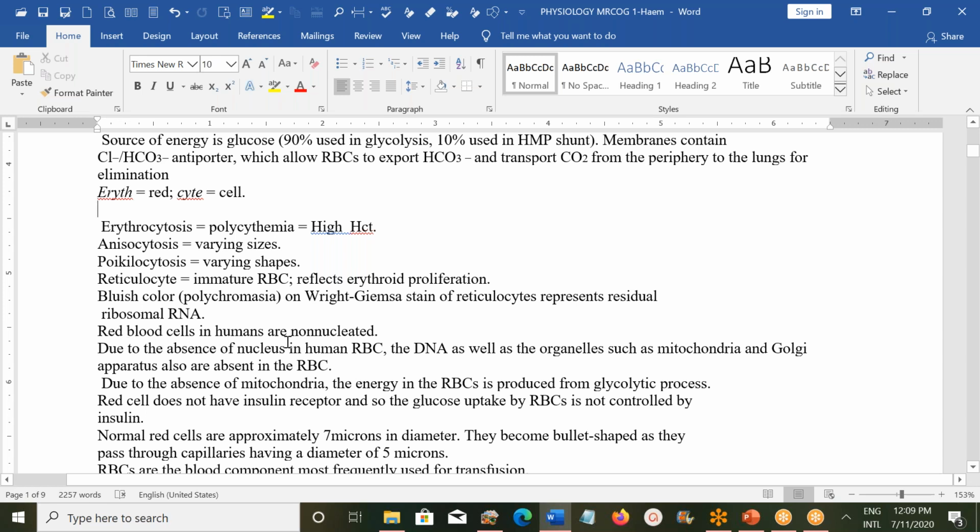RBCs in human beings are non-nucleated, as I told you, and due to the absence of the nucleus in the human RBCs, the DNA as well as the organelles such as mitochondria and the Golgi apparatus are absent in the RBCs. That's why I said that they don't have organelles. So due to the absence of mitochondria, the energy in the RBCs is produced from the glycolytic process. Red cells don't have insulin receptors, and the glucose uptake by the RBCs is not controlled by insulin.